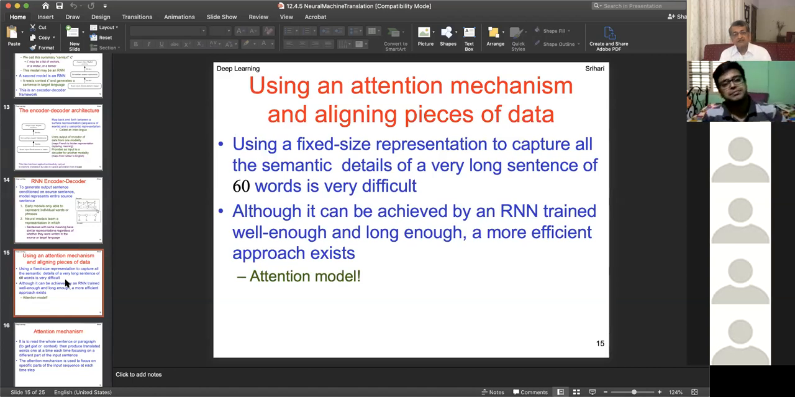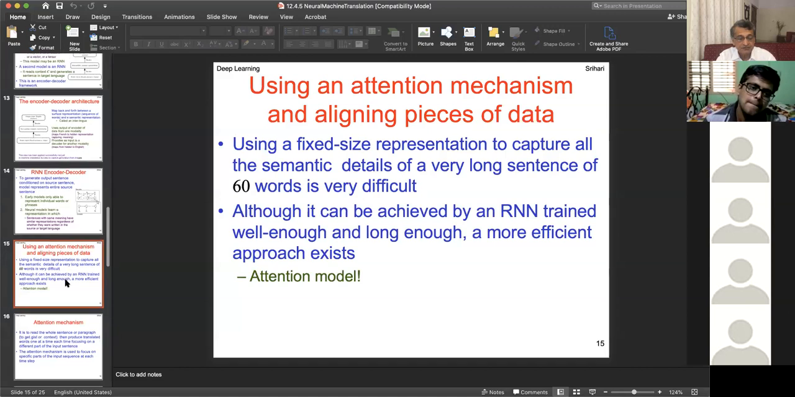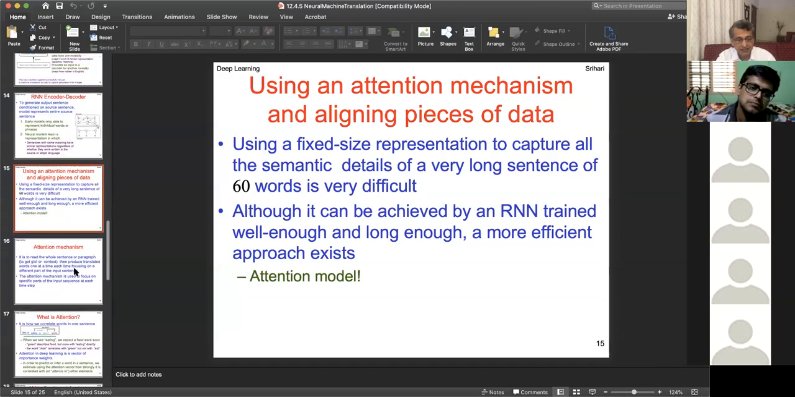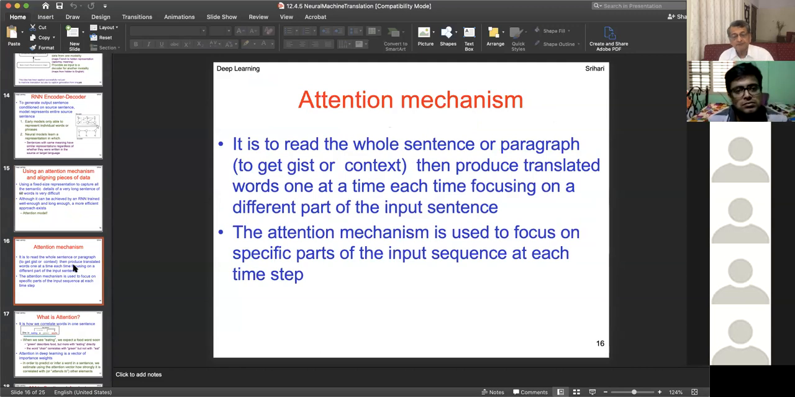Then comes this whole idea of attention. Using a fixed size representation to capture all the semantic details of a very long sentence of 60 words is very difficult. Let's say we have a 60-word sentence or paragraph, and that is the context. Context C is a fixed size representation that tells you what the context is. Although it can be achieved by an RNN trained well enough and long enough, a more efficient approach exists. How can you represent a very long context? That's where the idea of attention comes in. We're going to spend a whole lecture on attention, but today my goal was just to introduce the idea and look at most of the details next time.